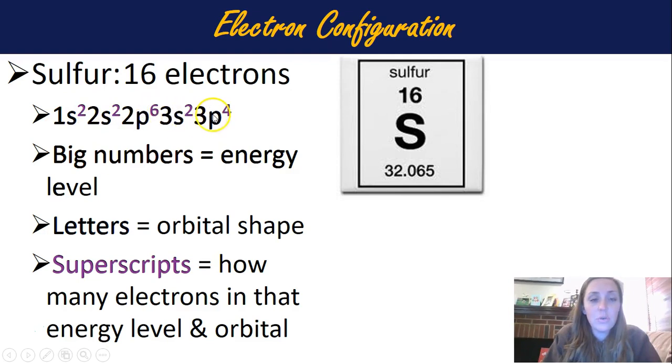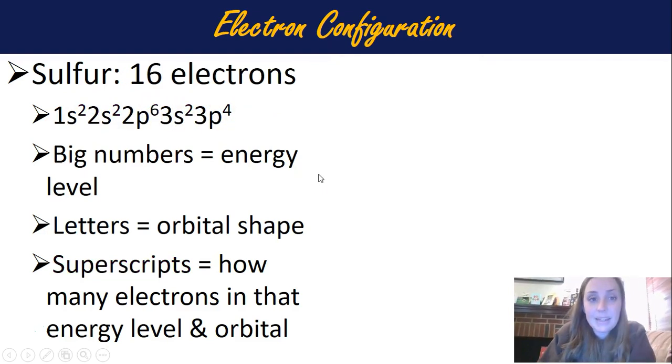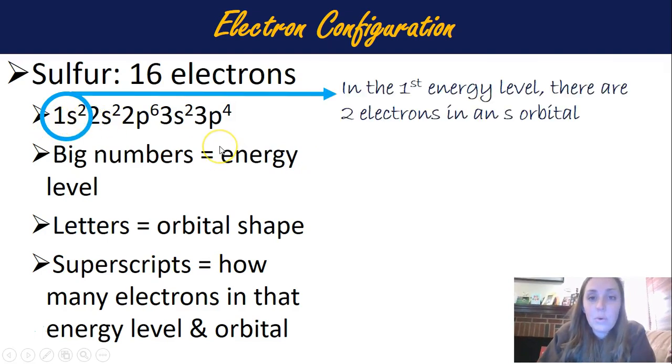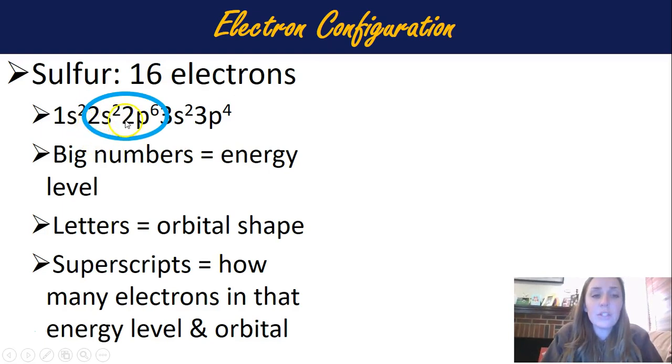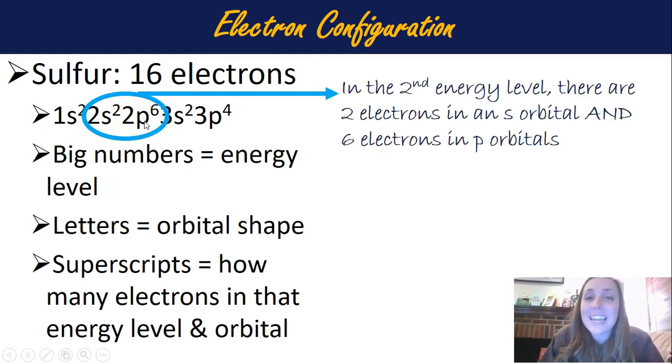So what does this mean exactly? This 1s2 means that in the first energy level, right outside of the nucleus, there are 2 electrons in an s orbital. Remember, this top number tells you how many electrons. This 2s2, 2p6 tells me in the second energy level, there are 2 electrons in the s, so there's an s orbital with 2 electrons, and there's 6 total electrons in the p orbitals. Now you do have 3 different orbitals for p's, it just counts them all together. So even though each orbital has 2 electrons, you just clump them all together to say 2p6.